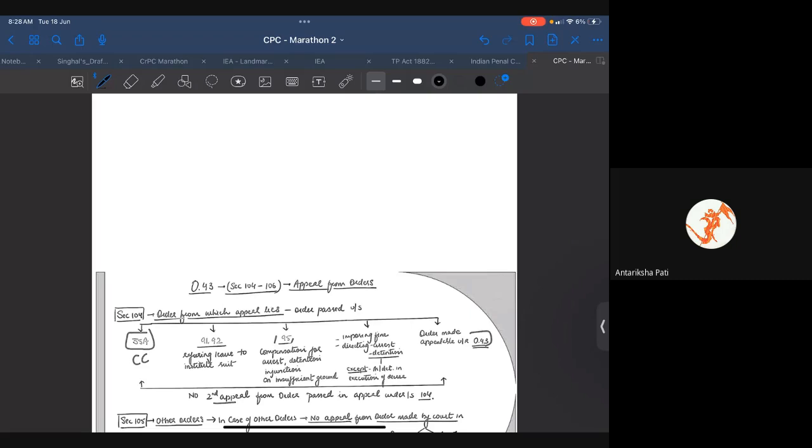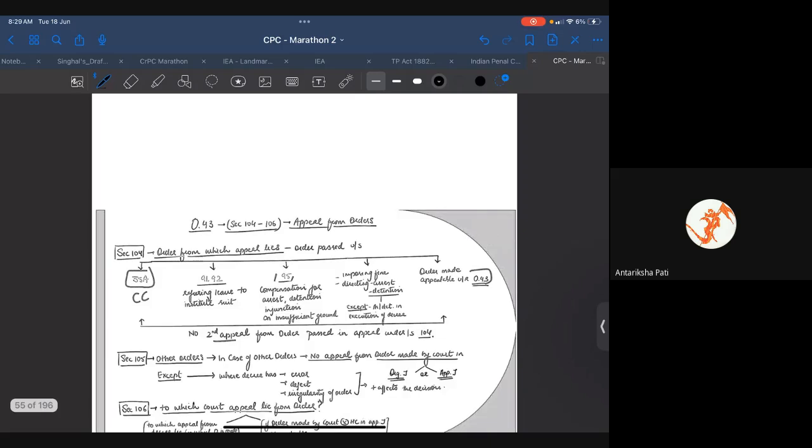104 says orders from which appeal lies. It says orders passed under section 35A, that is compensatory costs; 91, 92, that is refusing leave to institute a suit for public charity or public nuisance; 95, compensation for arrest, detention, or injunction on insufficient ground; and orders imposing a fine or directing arrest or detention, except arrest or detention in execution of a decree, or orders made applicable under Order 43. All these will be appealable orders. Now, no second appeal lies from an order passed in appeal under section 104.